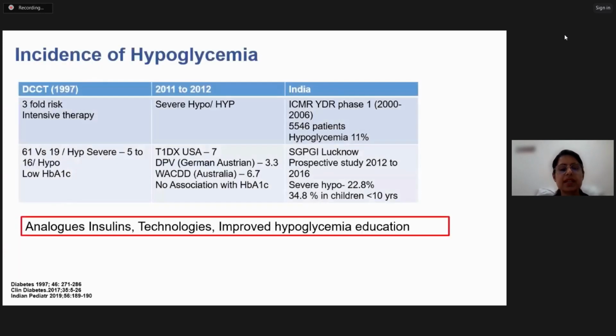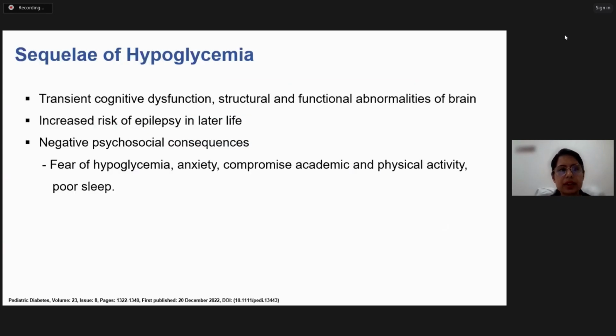If we talk about incidence of hypoglycemia over the years, although the incidence and the rate of severe hypoglycemia have reduced because of new insulin analogs, advanced technologies used in diabetes management, and improved education for hypoglycemia. The distress which hypoglycemia brings is not limited to the psychological; it also causes cognitive dysfunction and structural and functional abnormalities of the brain. It increases the risk of epilepsy in later life and also increases negative psychosocial consequences like fear of hypoglycemia and anxiety. It compromises academic and physical performance and also sleep patterns.